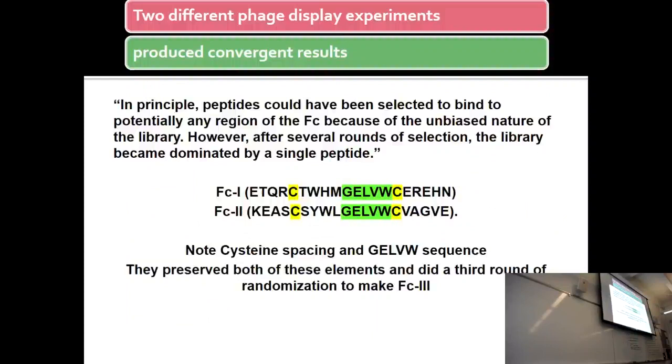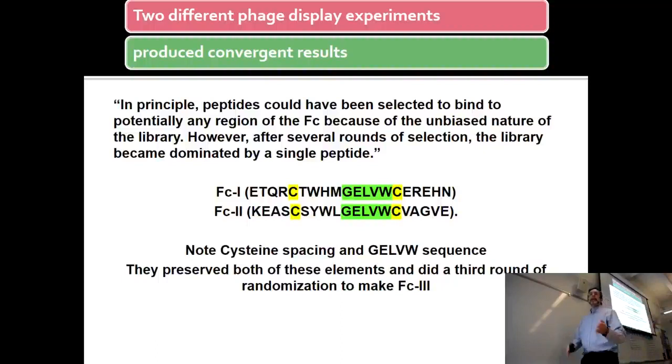Once they did that, they did several different rounds, and they came up with these two different peptides from different rounds of selection. They call this one FC1 and FC2, and notice that they have certain similarities to them. Of course they have the cysteines because they made them have the cysteines, and they randomized the other residues. But when you look at the right side of the sequences, you can see that despite all the randomness, they both develop this GELVW sequence. And so both of these elements were preserved.